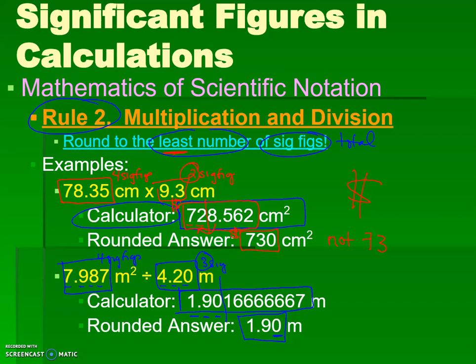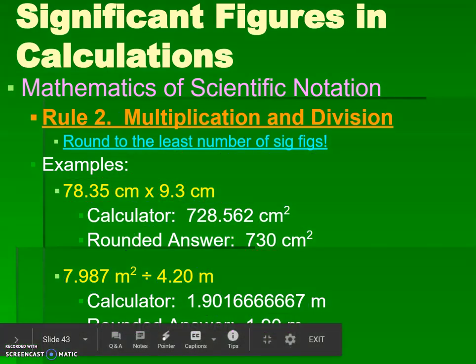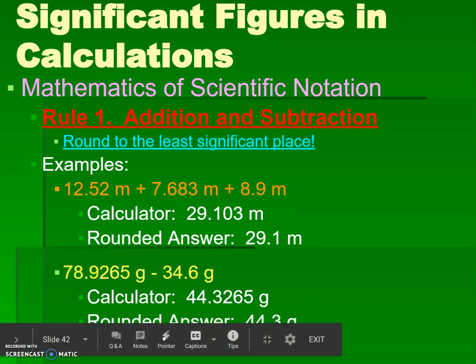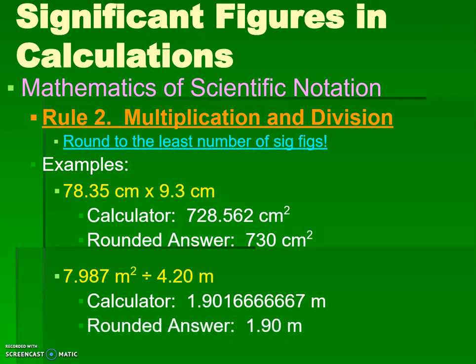So please make sure that you know whether you are talking about your addition and subtraction rules, or whether you're talking about your multiplication and division rounding rules, because they are very different and they're going to lead you to different answers. So it's not round to the tenths or round to the hundredths. It's not always going to be that way. It's rounding to the number of sig figs in your problem.